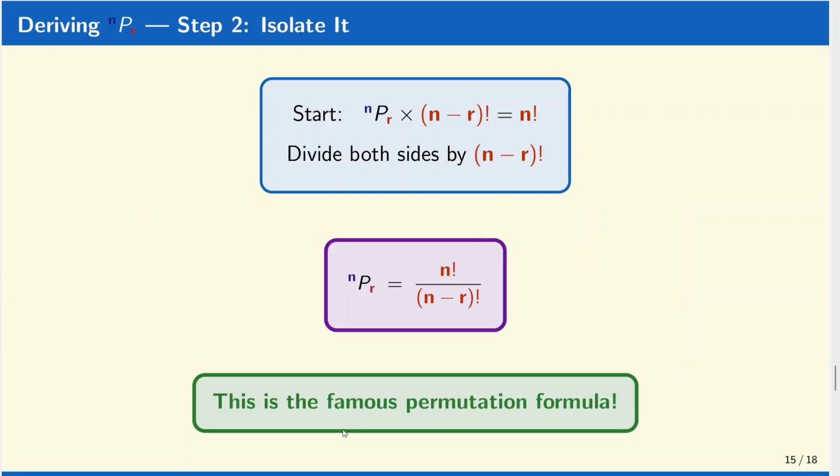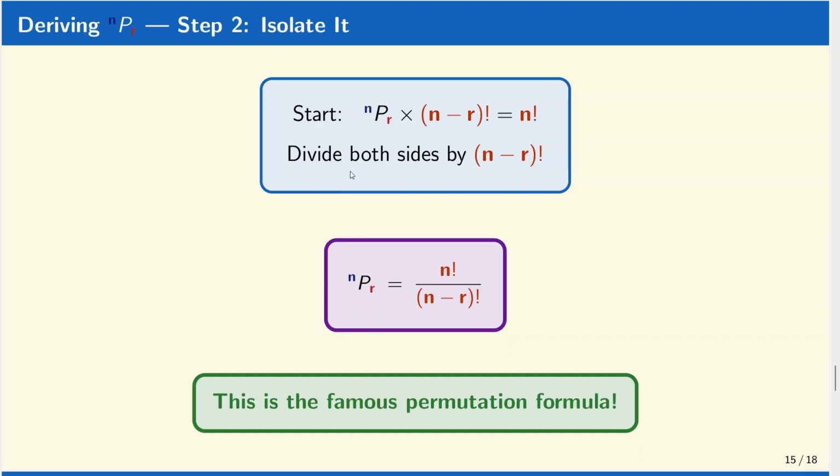Step 2 is to isolate our permutation. In the top blue box, we start with the equation we just discovered from our pattern. nPr multiplied by n minus r factorial is exactly equal to n factorial. But we want a formula just for nPr all by itself.